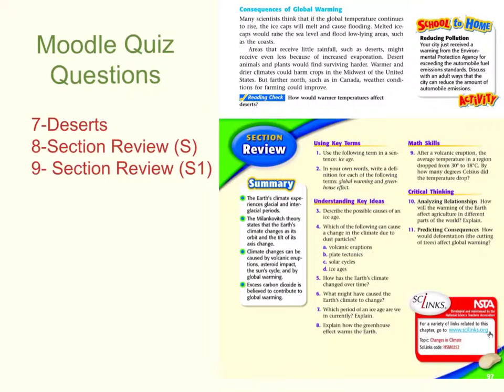We've now reached the end of part 1 of the Moodle quiz. Here's the final page to part 1, including a section review. This page will help you answer Moodle questions 7, 8, and 9. Question 7 deals with deserts, question 8 deals with something on the section review, and question 9 is also dealing with the section review. And notice question 9 might deal with some summary point. There's a hint with the number.